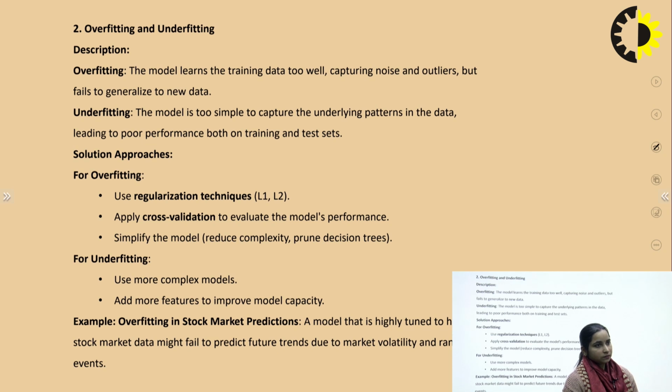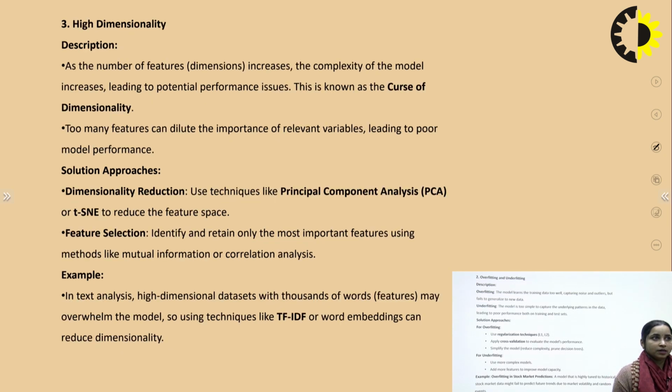So as example, we can take that overfitting in stock market prediction. A model that is highly tuned to the historical stock market data might fail to predict the future trends due to the market volatility and random events, right?